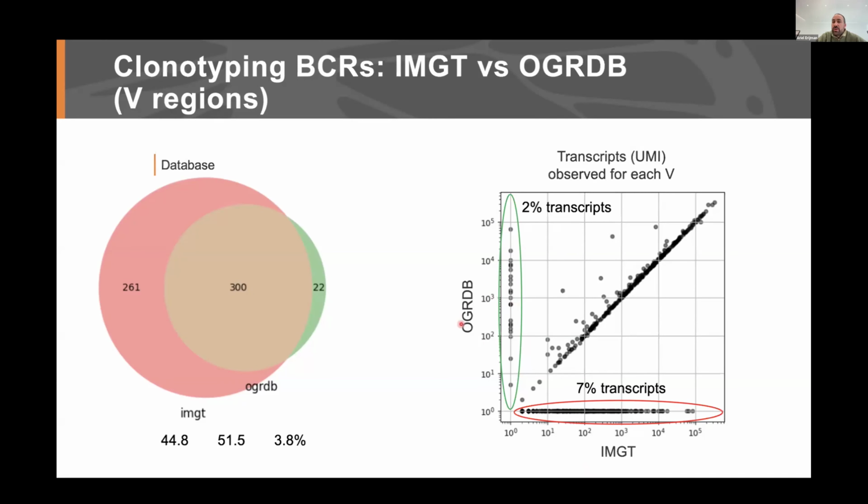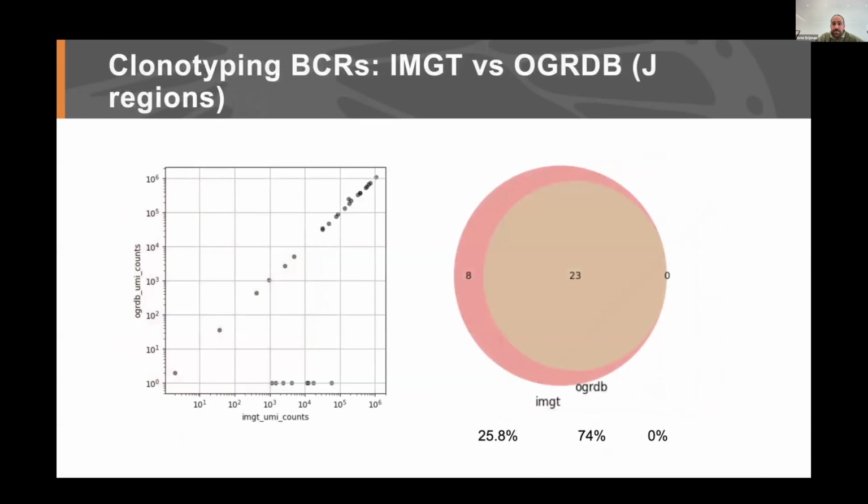So when we use only OGRDB, for example, we had these 22 assigned V regions for which for IMGT we have no counts. And there is just a pseudo number added to avoid division by 0, but we got only 2% of these transcripts correspond to this non-overlapping group. And conversely, for IMGT was only 7%. So the overlap was actually very good if analyzed by the counts of transcripts.